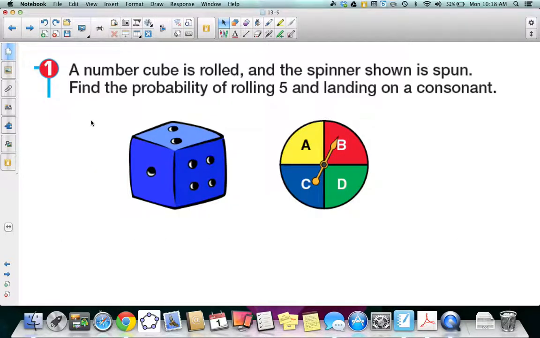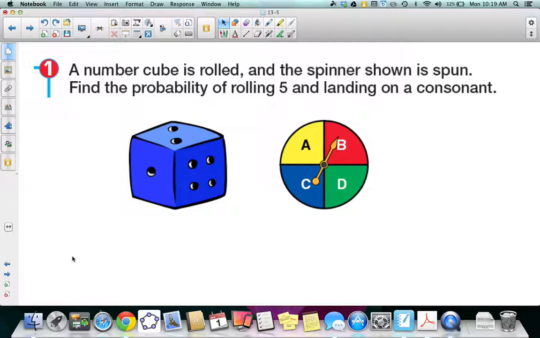Let's look at example number 1 and let's find out. A number cube is rolled and the spinner shown is spun. Find the probability of rolling a 5 and landing on a consonant. So you have a die and a spinner. The reason why this is an independent event is because the outcome of the second event, which is spinning a spinner, will not be affected by the outcome of the first event, which is rolling a die.